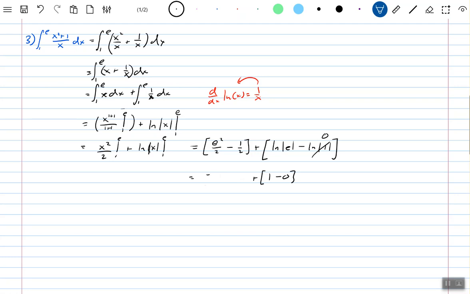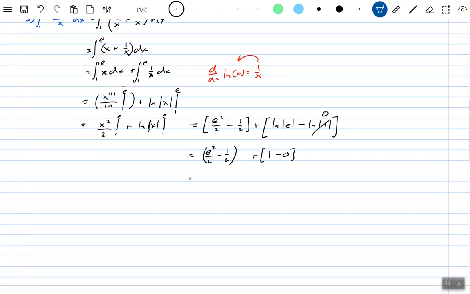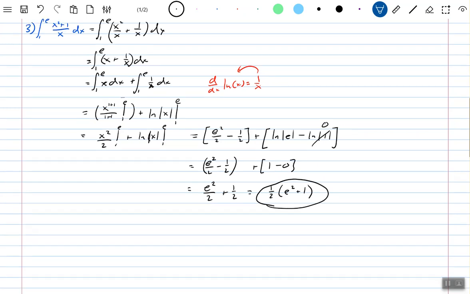So let's just leave this as e squared over 2 minus 1/2. And then we get plus 1 minus 0. Well, that's just equal to e squared divided by 2 plus 1/2, because that negative 1/2 and that plus 1 become positive 1/2. And then we can go ahead and pull out a 1/2, and this becomes 1/2 times e squared plus 1. And that is our definite integral.